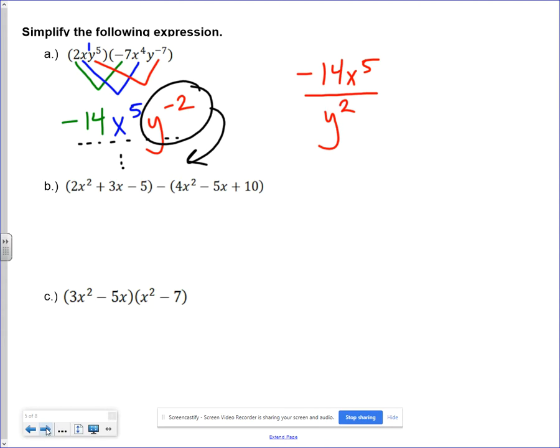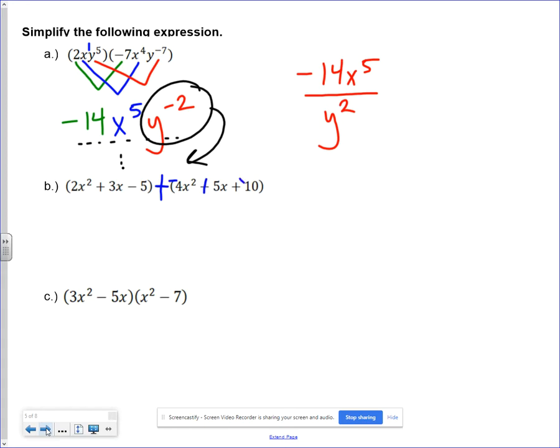So what I would do first is I always like to rewrite subtraction into addition. So I'm going to change this minus sign into a plus sign. Well, what I'm going to need to do now is change the sign of everything that follows that subtraction sign. So this 4 becomes negative, the 5 will become positive, and the 10 will become negative. Now I'm going to add my like terms.